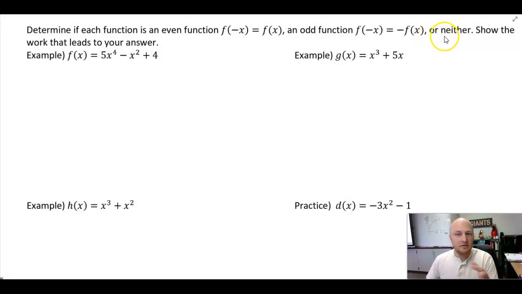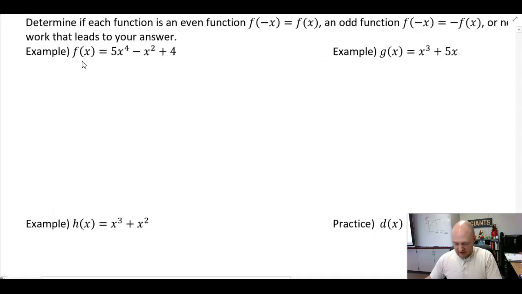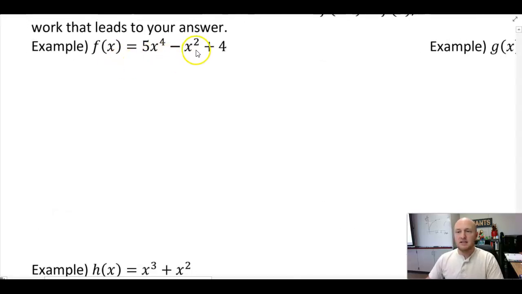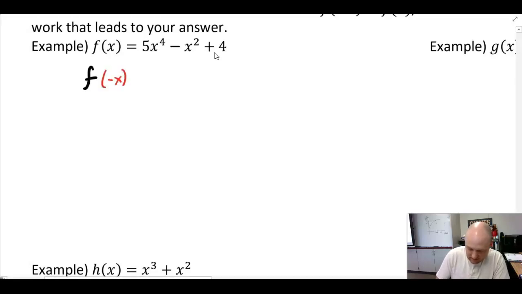And then it's neither if neither of those two cases pops up. So example 1, f of x equals 5x to the 4th minus x squared plus 4. I'm going to take f and plug in the opposite x. I'm going to plug in negative x. So I'll copy everything down just the same.